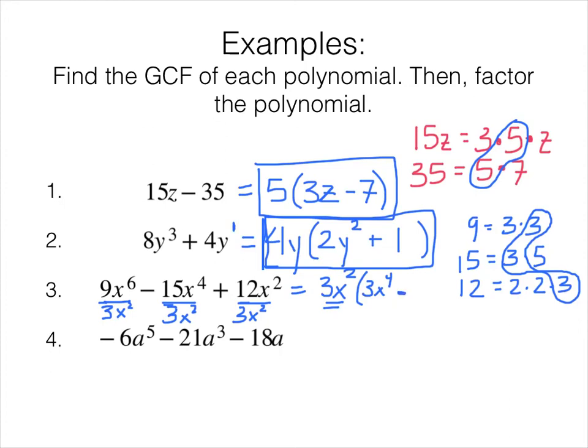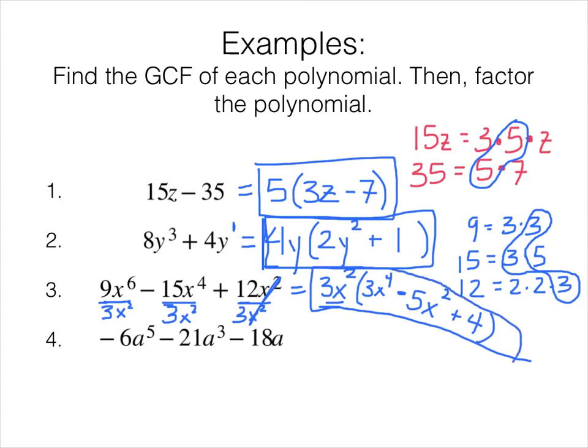Minus, now 15 divided by 3 is 5. So it's minus a 5. x to the 4th over x squared is x squared. Last one, 12x squared over 3x squared. 12 over 3 is 4, so it's plus 4. And x squared over x squared will cancel out. And there's my answer for that one.